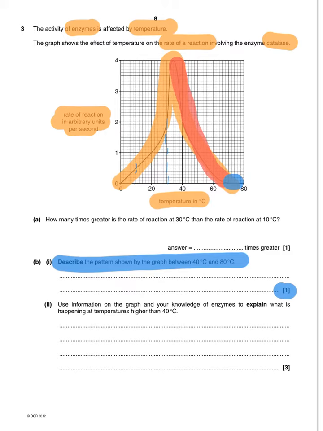And then use information on the graph and use your knowledge of enzymes to explain what's happening at temperatures higher than 40 degrees. Now, three marks. Key thing with this one is you've got to get in your keywords. So we'd be talking about words like denatured, active site, and substrate. And if we can get in those, I think we're absolutely fine for three marks, really.